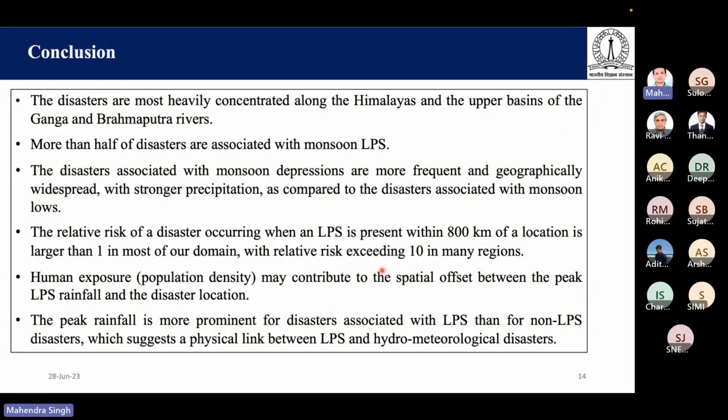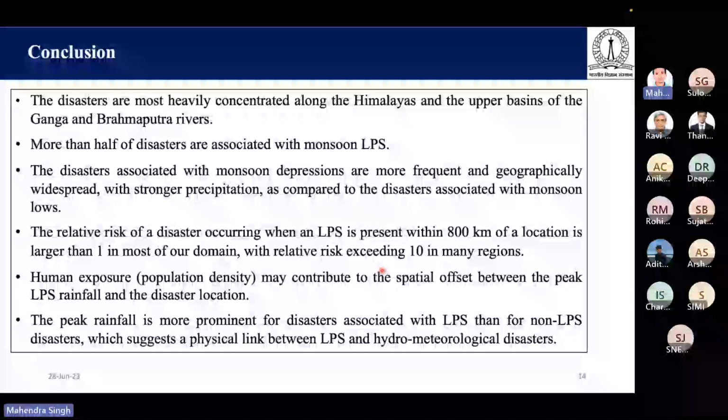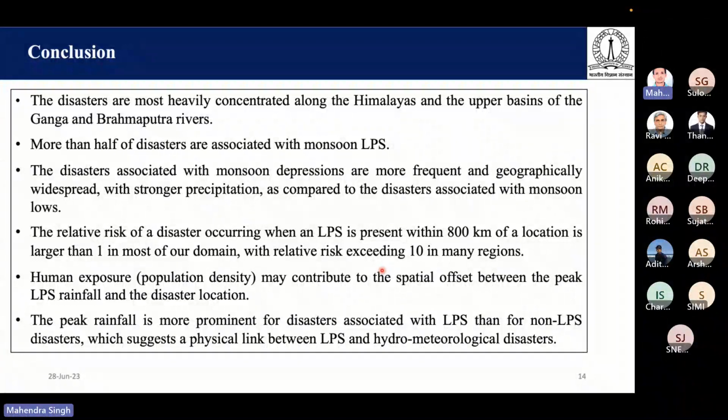So this suggests there is a physical link between the LPS and hydrometeorological disasters.